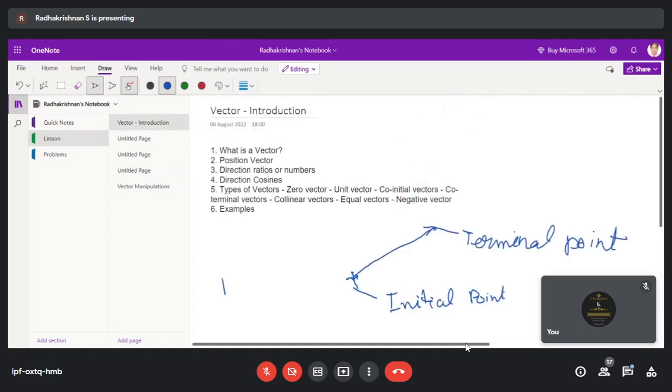So whatever we have seen so far are basic things about vectors. Now let's look at some examples.